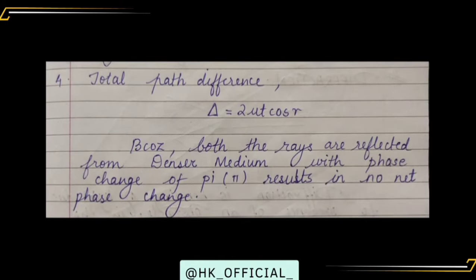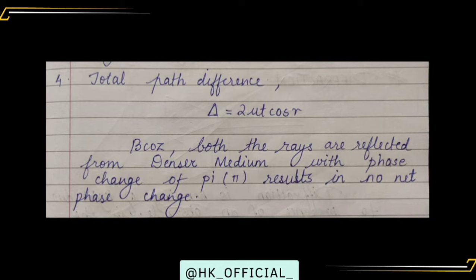Then the fourth point is the total path difference. This is the total path difference which we have considered for interference in thin film. If you have seen my video, you will understand this concept very easily. So delta is equal to 2 mu t cos r. Here delta is nothing but the path difference, because both the rays are reflected from a denser medium with the phase change of pi, resulting in no net phase change. Here both the rays which are coming, they are reflecting from a denser medium only.